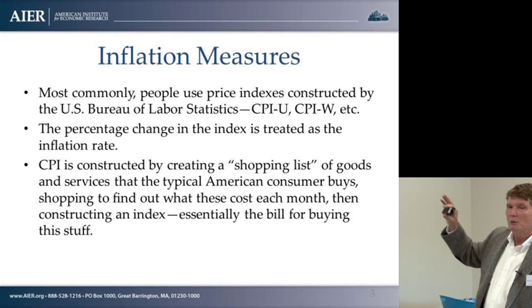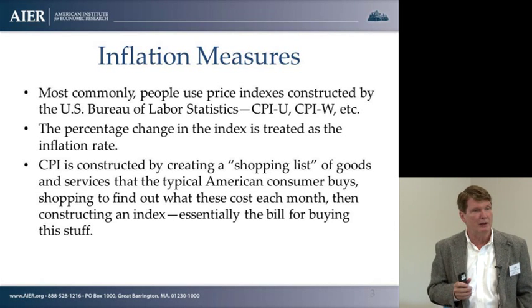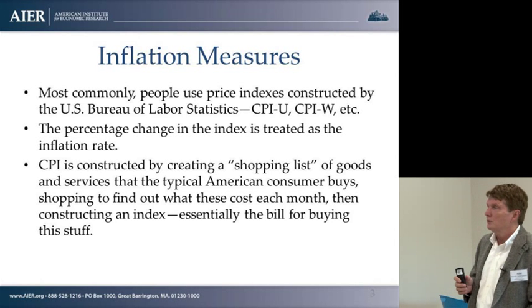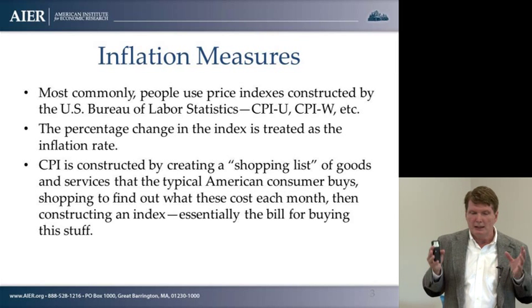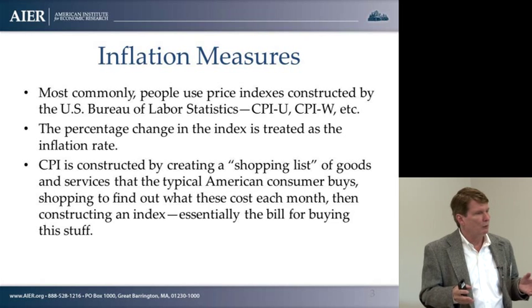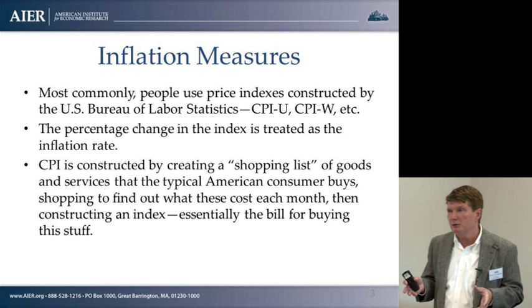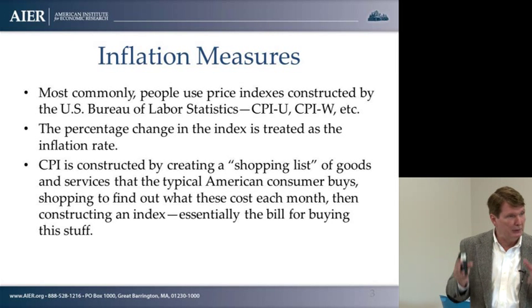So normally we take one of these CPIs, we look at the percentage change in the index, and we treat that as the inflation rate. The way that the CPI is constructed is basically a shopping list. They've surveyed people. They say, what do you buy? What goods do you buy? How much of them do you buy? Where do you buy them? Okay. Then they really put together this list.